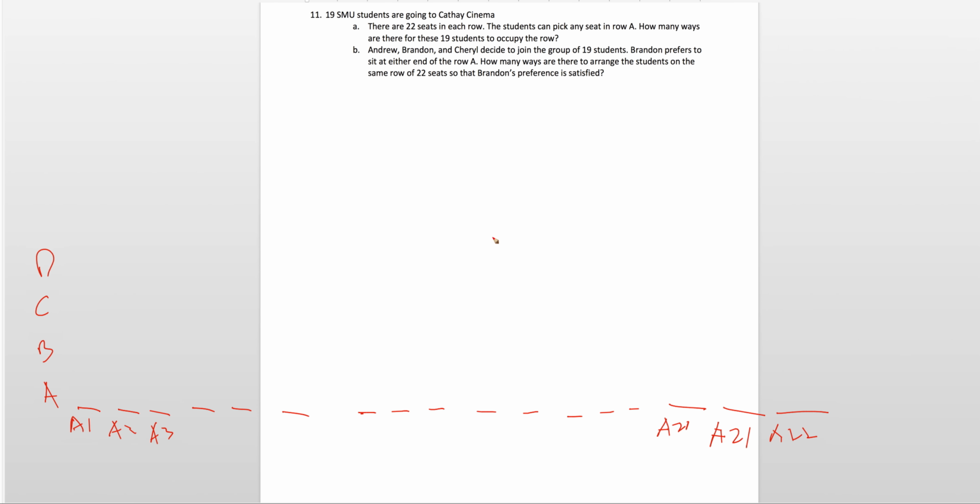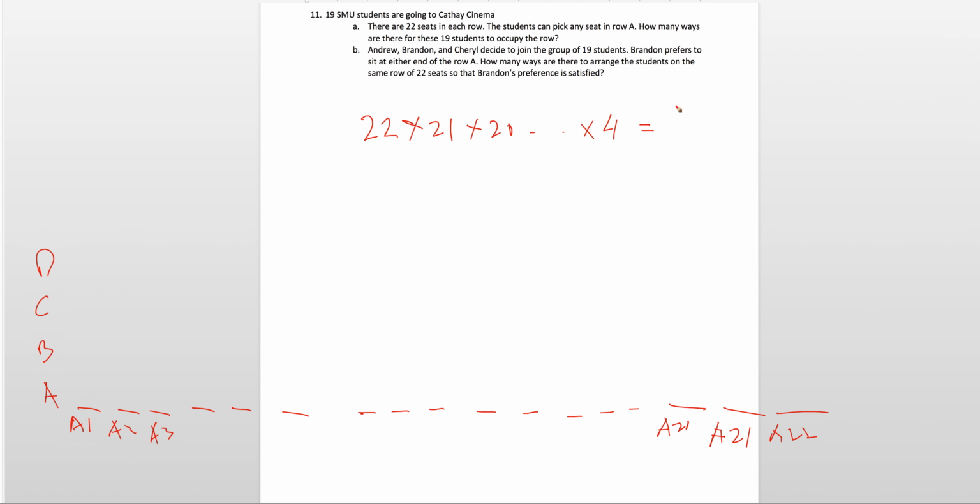There are only 19 students, and each one of them is going to pick one of the seats. For the first student of the 19, they have 22 choices to choose from, A1 to A22. But once the first student has picked one seat, there are only going to be 21 left for the second student, 20 for the third student, and so on. By the time the last student gets to choose, 18 seats have been taken and only 4 are remaining. So he will have to choose one seat among the 4.